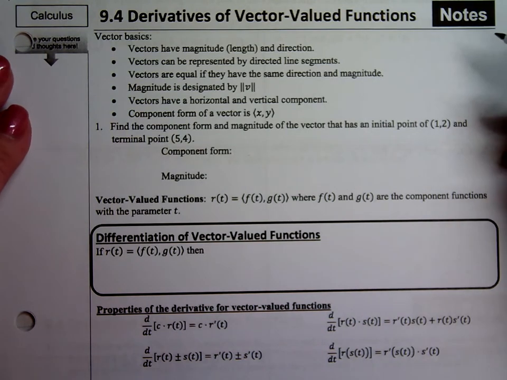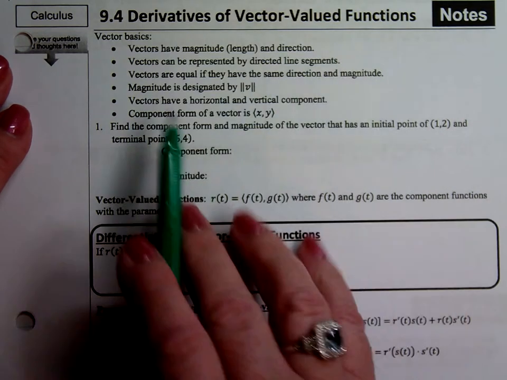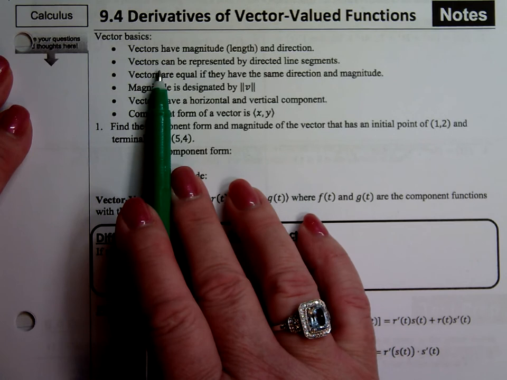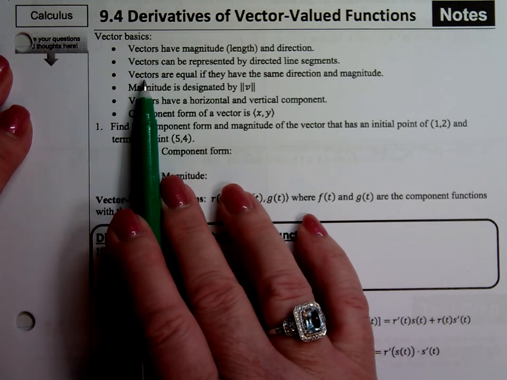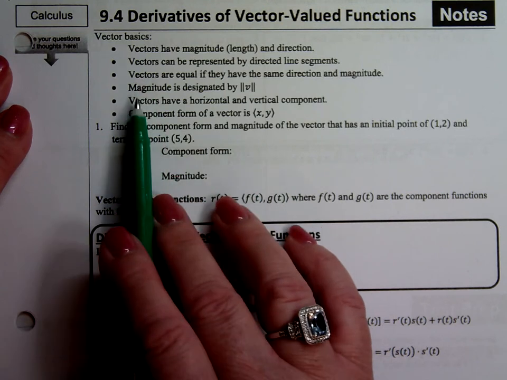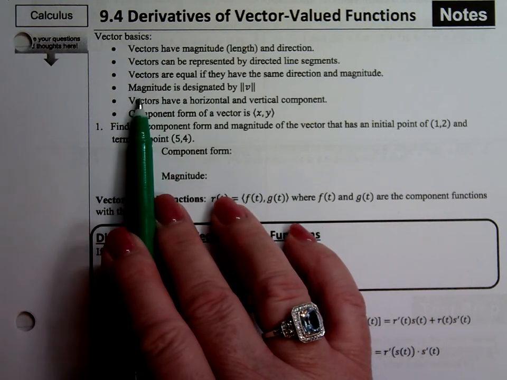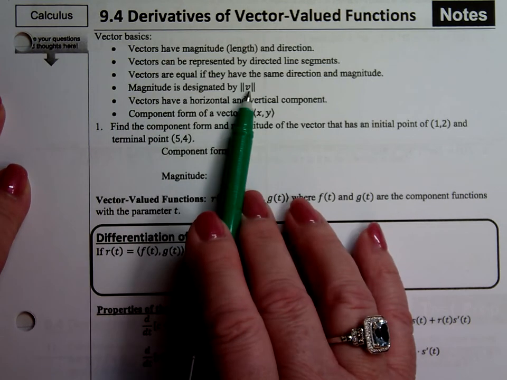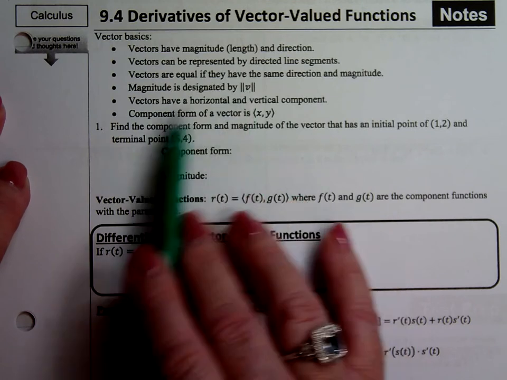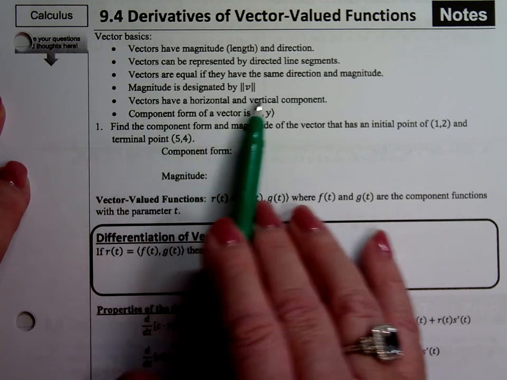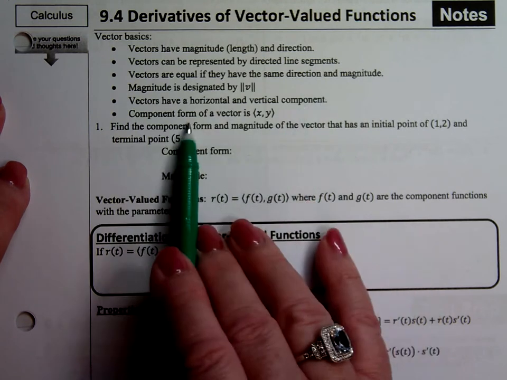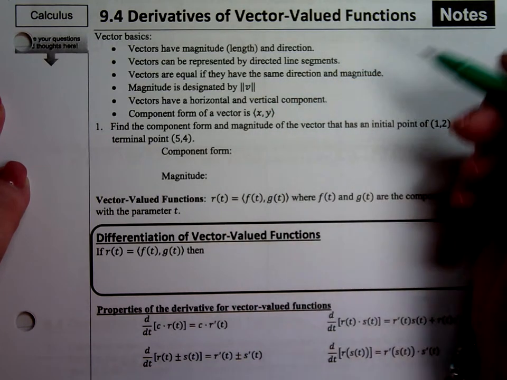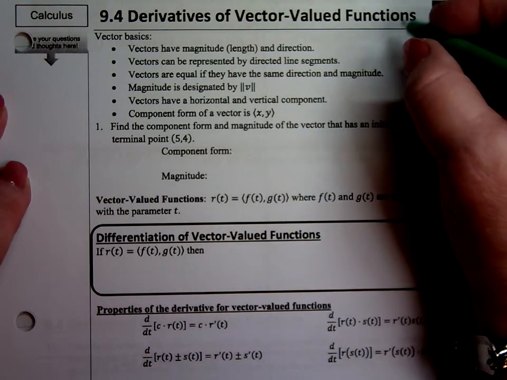So here are some things they want to remind you of about vectors. Vectors have magnitude, which is a length, and direction. Vectors can be represented by a directed line segment. Vectors are equal if they have the same direction and magnitude. Magnitude, again the length, is designated by a double absolute value sign, and they use a v in the middle for vector, not for velocity. Vectors have a horizontal and vertical component, and the component form of a vector is written in pointy brackets.